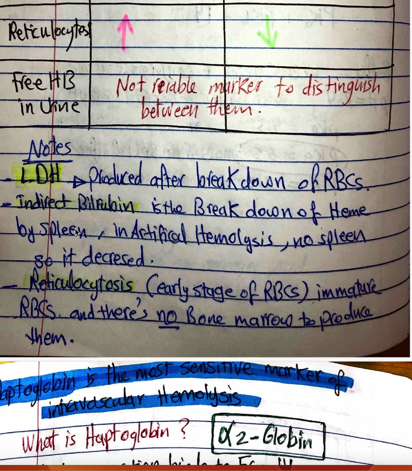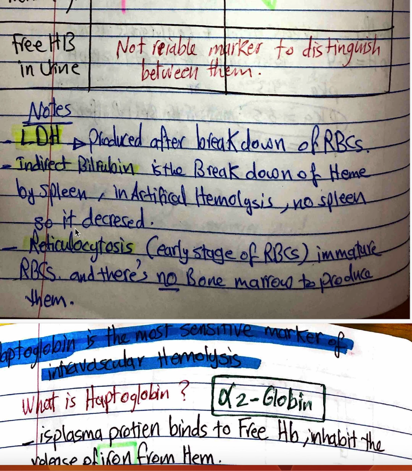Indirect bilirubin is the breakdown of the heme by the spleen. In the artificial hemolysis, no spleen, so it decreased, not constant, it decreased. So that explains why the indirect bilirubin is not increased or is decreased in the case of artificial hemolysis, because the breakdown of the RBCs that happens inside the spleen turns it into unconjugated bilirubin, but in the artificial hemolysis there is no spleen, so that leads to a decreased amount of the indirect bilirubin.